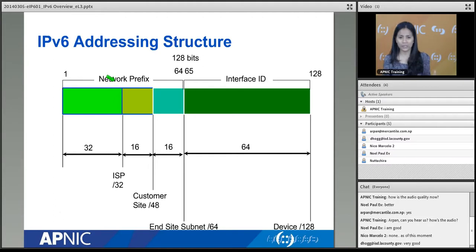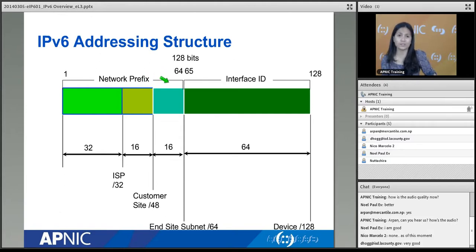Okay? If you notice, when we do the assignments, we use values that are multiples of 4, so it's within the nibble boundaries. It just makes it easier. It's up to you, but it is recommended to do the assignments using the nibble boundaries because it avoids human errors. Anyway, as I've said, you can assign something between 48 and 64 if you have a medium-sized company. And if you have, let's say, a big multinational corporation or organization as your customer, then maybe you will assign a /48.